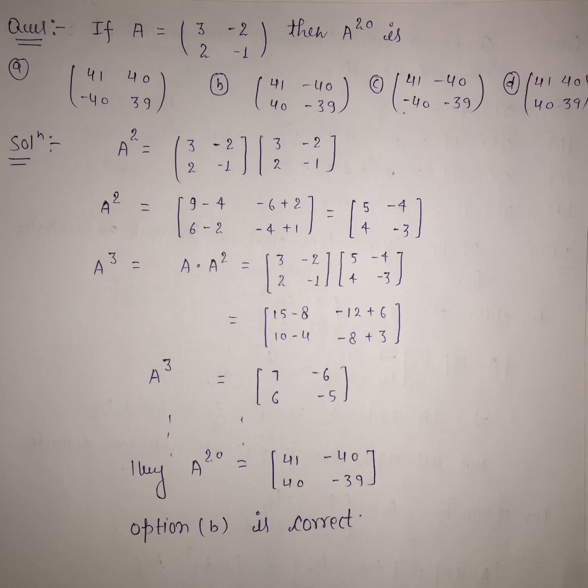Question number 4. If A is equal to [3, -2; 2, -1], then A to the power 20 is. So we will find A square by simply multiplication, A into A. We will get A square is equal to [5, -4; 4, -3]. Similarly, we can find A cube, A dot A square. We will get [7, -6; 6, -5]. Similarly, we will solve for A^20 and we will get [41, -40; 40, -39]. So option B is correct.